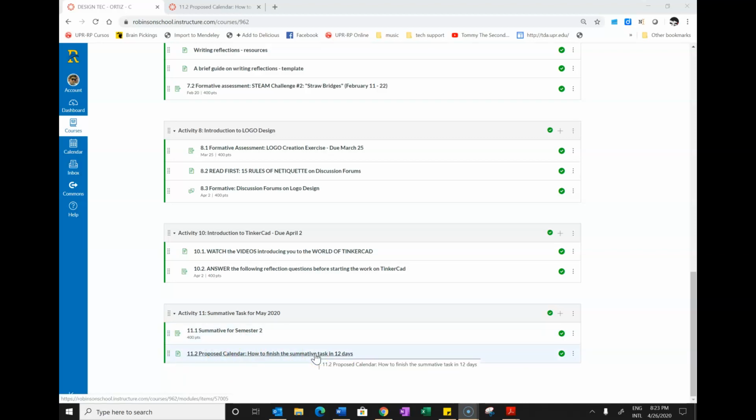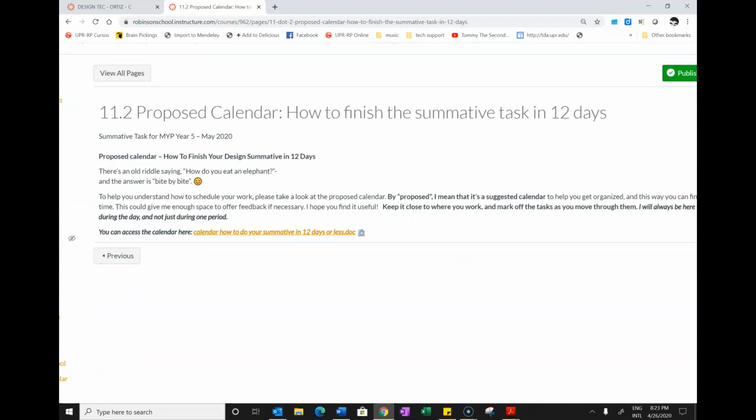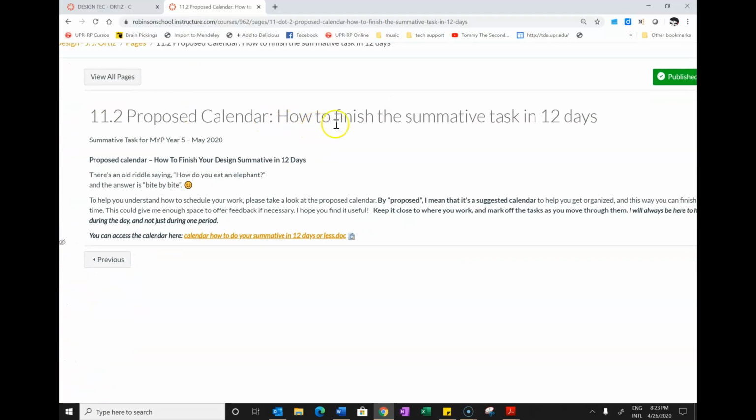Now, I am going to open it for you. I did already, actually. And it shows this introductory title. Proposed calendar, how to finish the summative task in 12 days. Actually, you can do it in less. It's up to you, really.